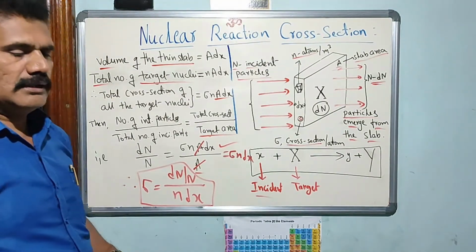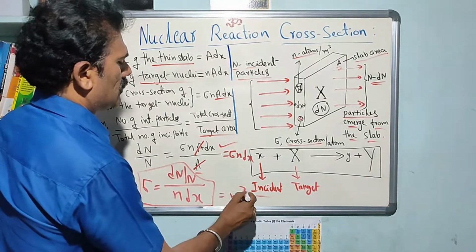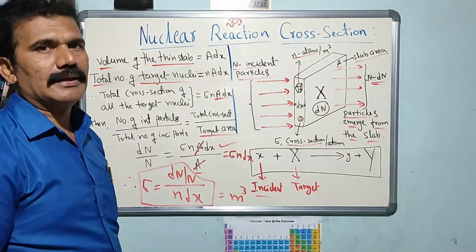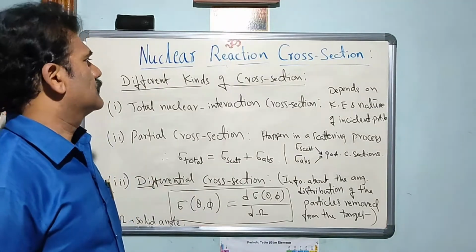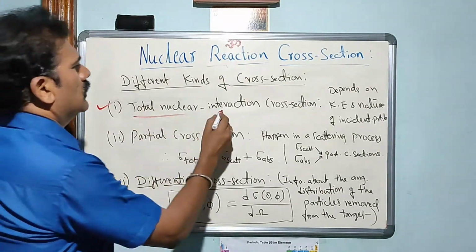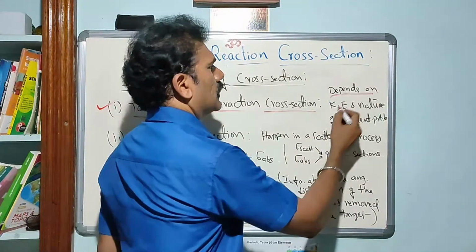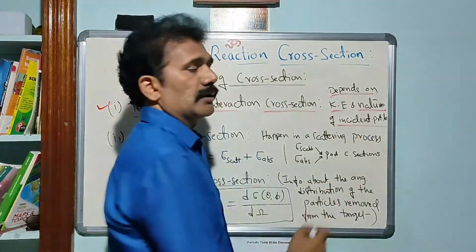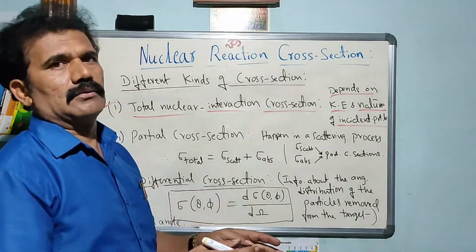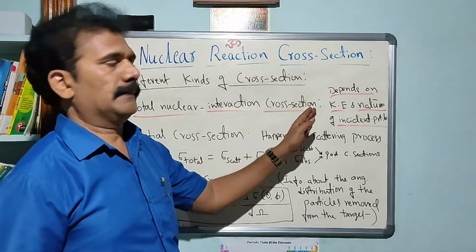We can measure the nuclear reaction cross section in units of meter square, the same as the unit of area. Clear? Now look at the different types of cross sections. First, we have the total nuclear interaction cross section, which depends on the kinetic energy and nature of the incident particle. The total number of particles interacting with the target nuclei gives the total nuclear reaction cross section.